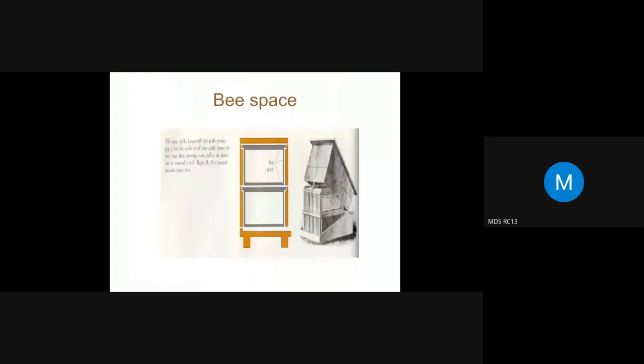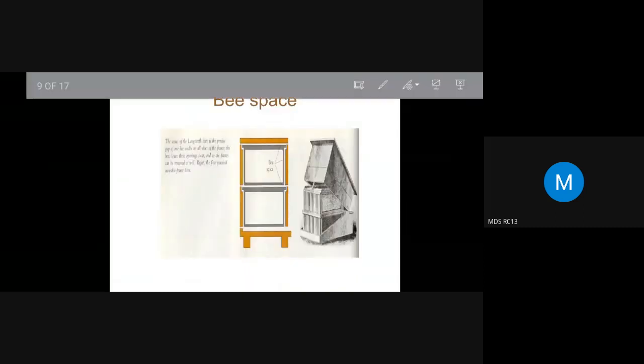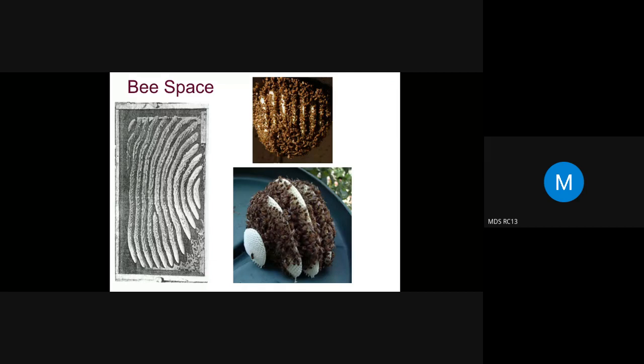And for all these different kinds of bees, bee boxes, the common factor which was required was bee space. You may be asked about this. Bee space is the space required for that species between two combs.